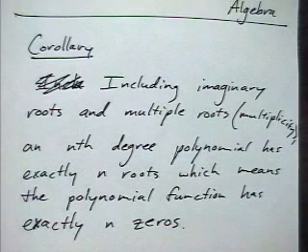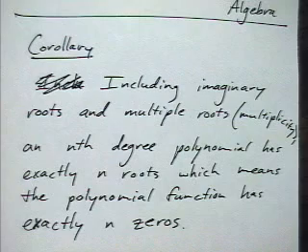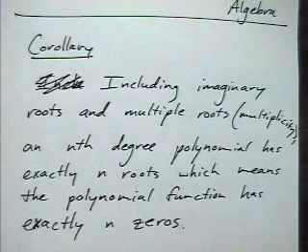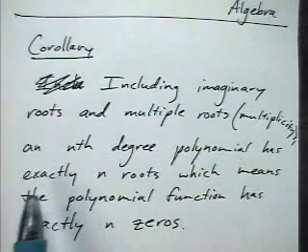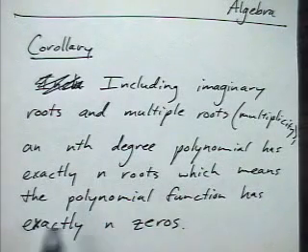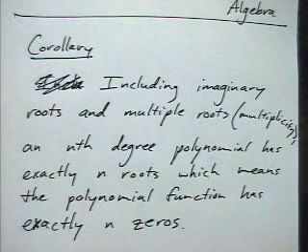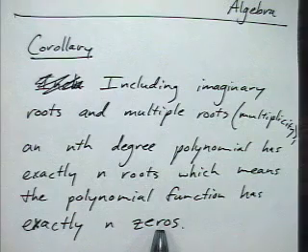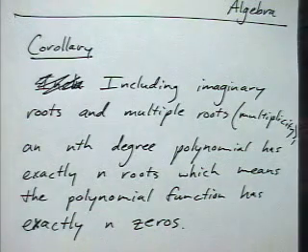That means we're talking about multiplicities. Remember when we talked about multiplicities? That's how many times something occurs as a factor inside of a factored form polynomial. But if we include the imaginary roots and the multiple roots, an nth degree polynomial has exactly n roots, which means the polynomial function has exactly n zeros. So if it's a fourth degree polynomial, it'll have 4 zeros.